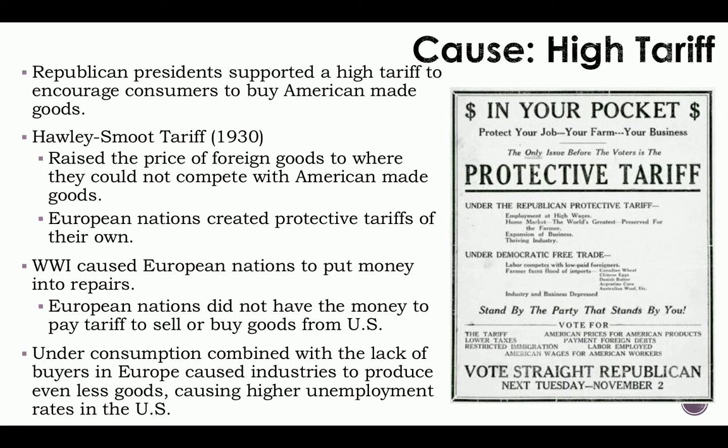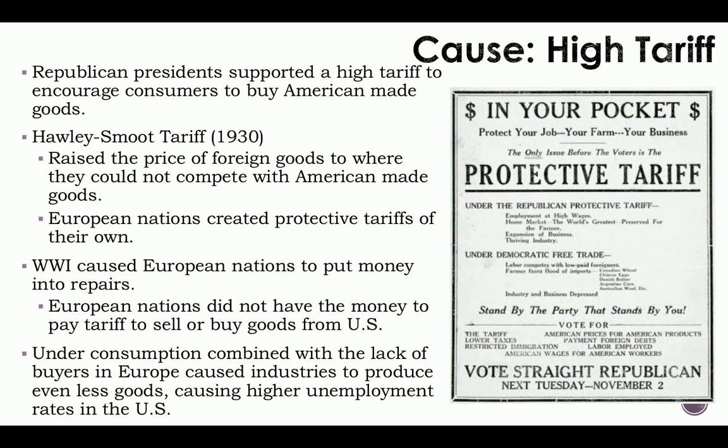Something else that pushes European nations to not really buy American made goods, after World War I, they have to put their focus into repairing their own nations. They don't have money to spend to pay the tariff to the United States or buy the goods from the United States at the price that we're willing to sell them at.